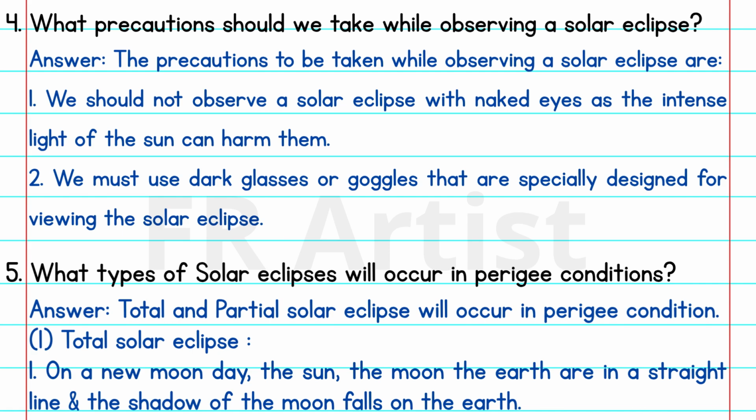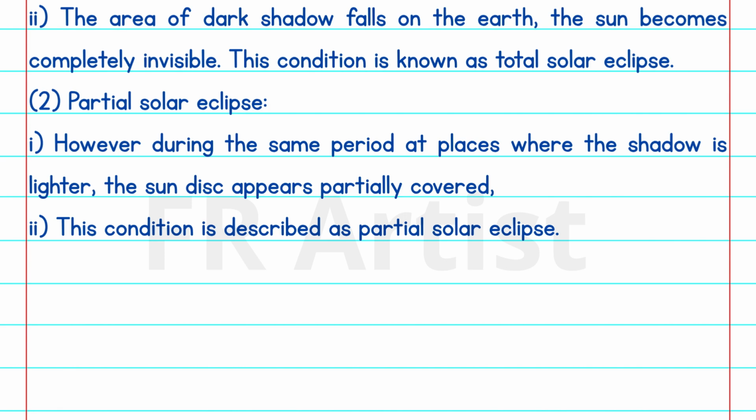Fifth, what type of solar eclipse will occur in perigee conditions? Answer: total and partial solar eclipse will occur in perigee conditions. First, total solar eclipse. First point, on a new moon day, the Sun, the Moon, and the Earth are in a straight line and the shadow of the Moon falls on the Earth. Second point, the area of dark shadow falls on the Earth, the Sun becomes completely invisible. This condition is known as total solar eclipse.